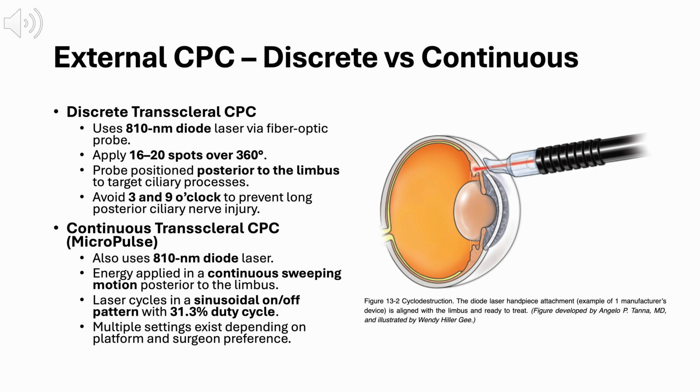Continuous or micropulse CPC also uses an 810 nanometer diode laser, but the energy is delivered in a sweeping motion. Instead of individual burns, the laser cycles in a sinusoidal on-off pattern with about a 31% duty cycle. Settings vary depending on platform, but the principle is to spread energy more evenly while reducing thermal buildup.